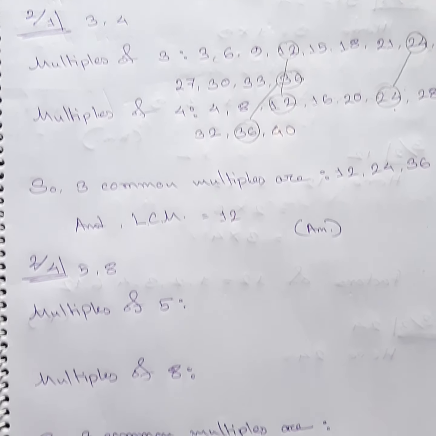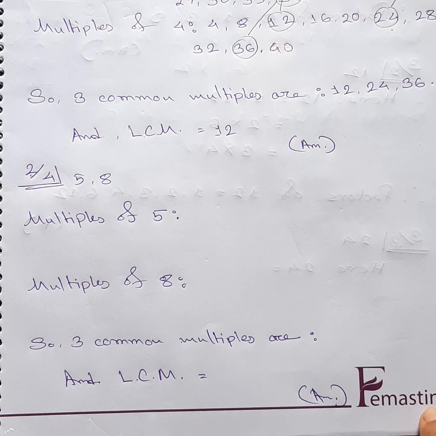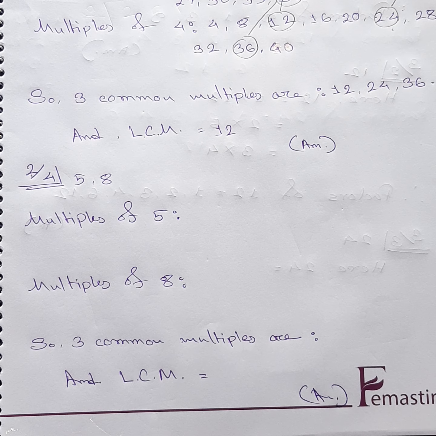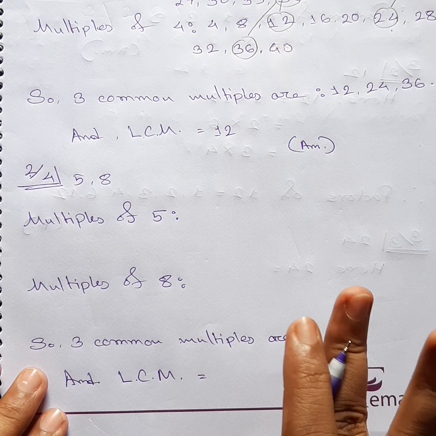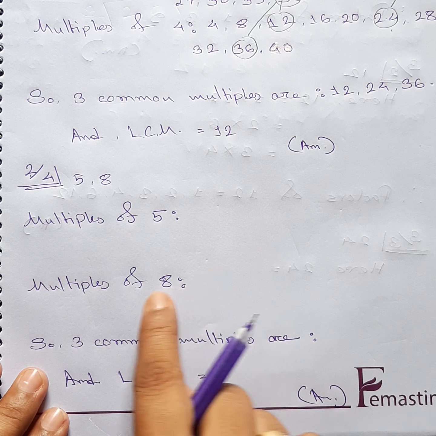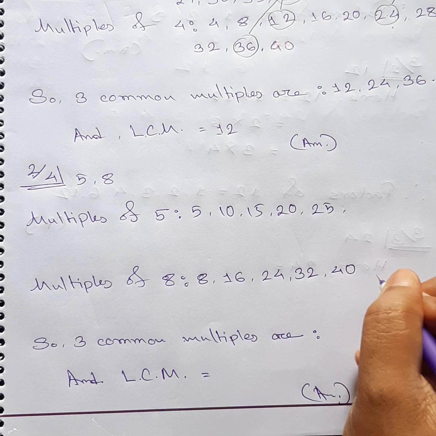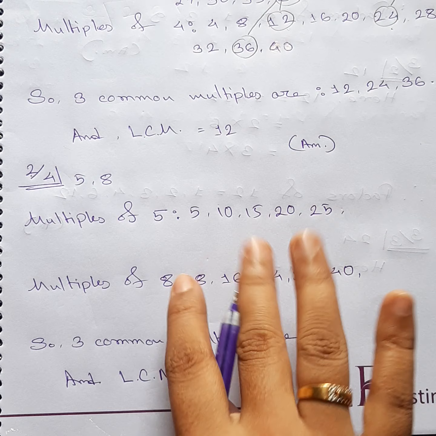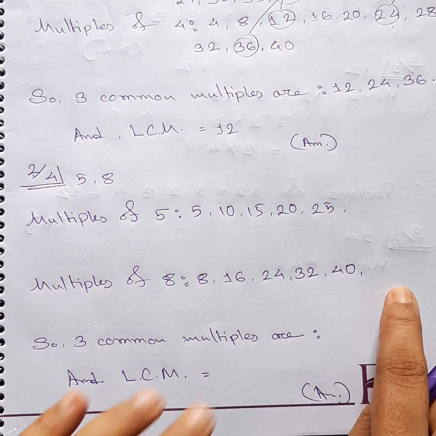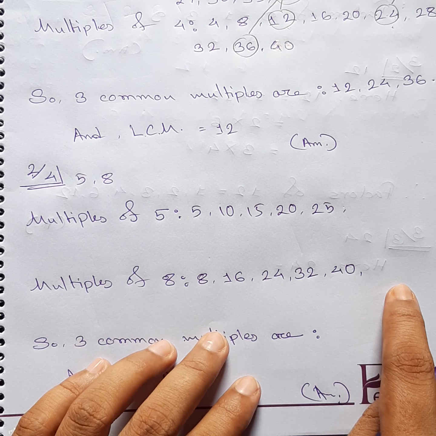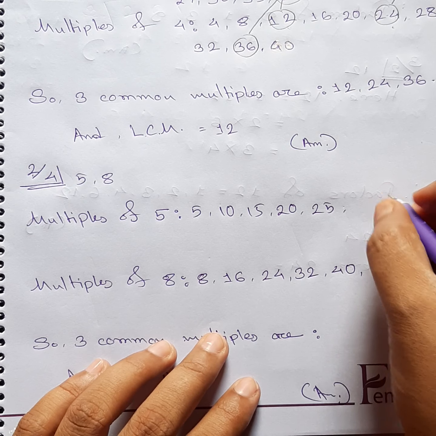Okay, and another one over here. Again, let's do it together. I'm going to write down 5 multiples for 5 and 5 multiples for 8. After that, I'm going to show you my copy. I have written down 5 multiples over here and there. Still we don't have anything. Let's write down 5 more.